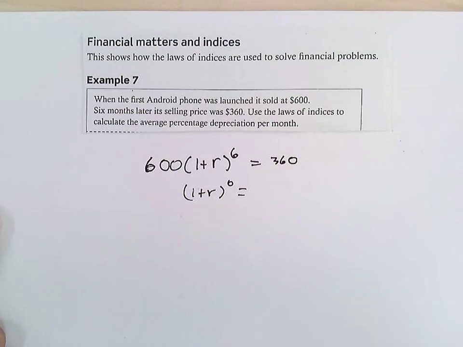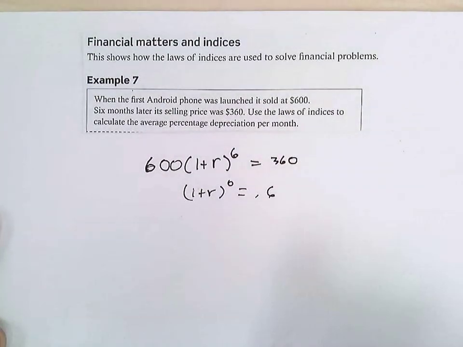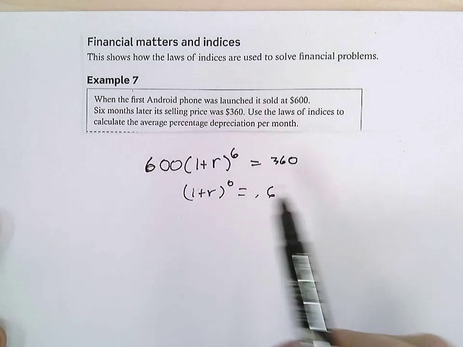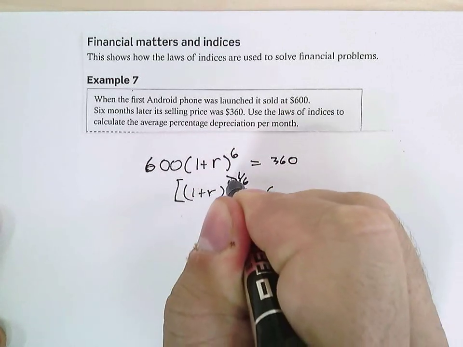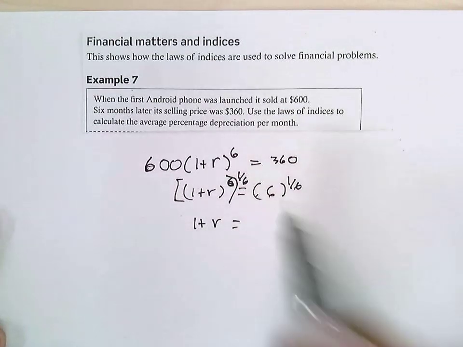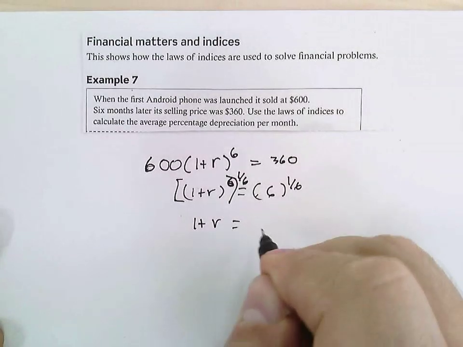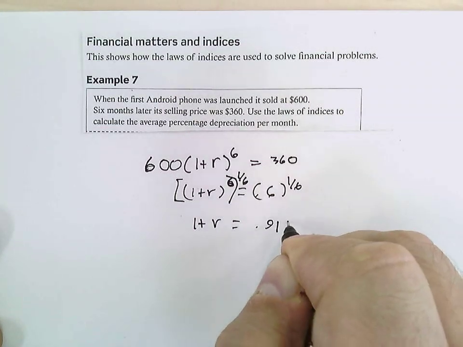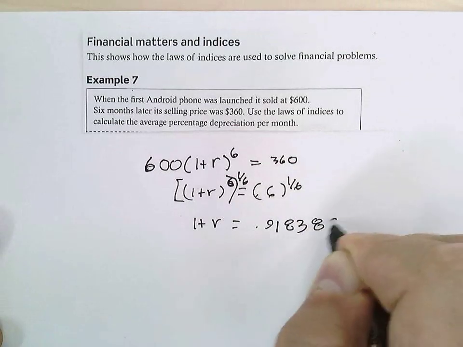I'll just check real quick. 360 over 600 comes out to 0.6. And then I could solve this problem by raising both sides to the 1/6 power. If I raise both sides to the 1/6, that's a 6, that becomes 1, that's 1/6, and I get 1 plus R. And if I do 0.6 to a 1/6 power, it comes out to something roughly around 0.9183385, and so on.